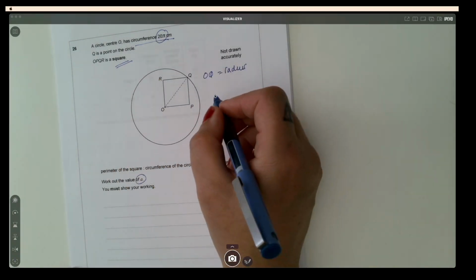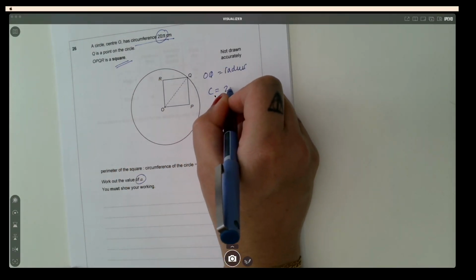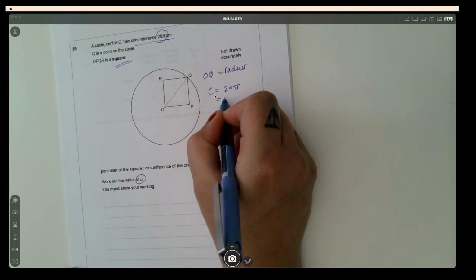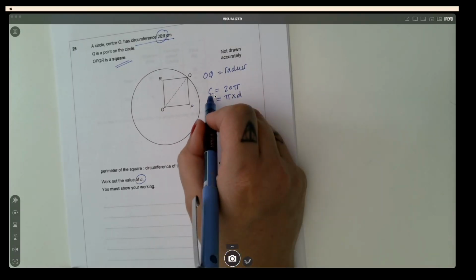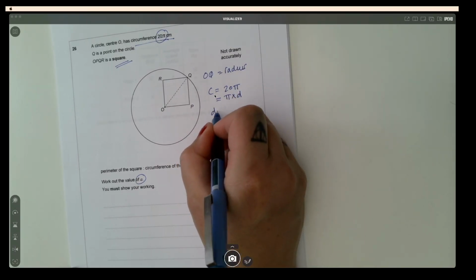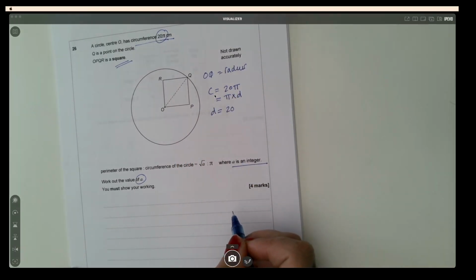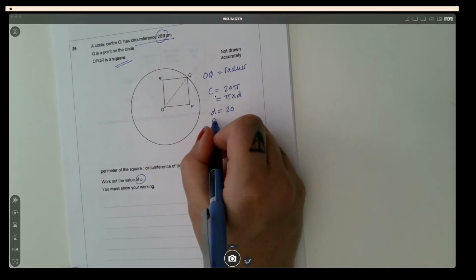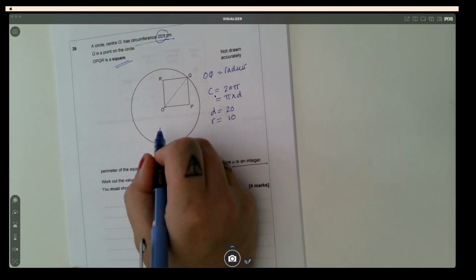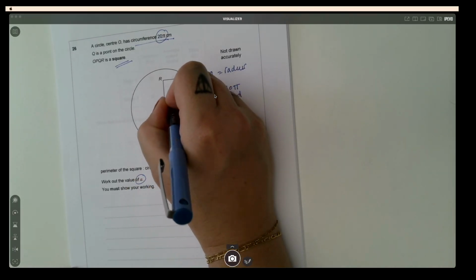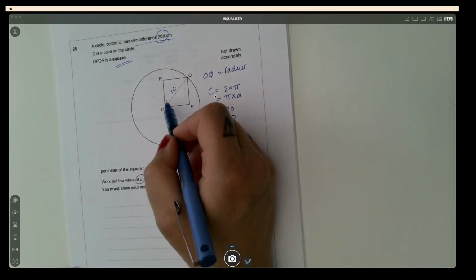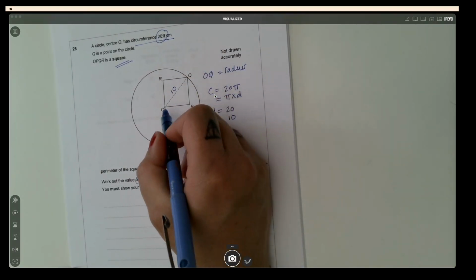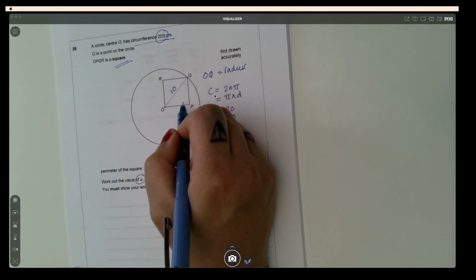Okay, we know that the circumference is 20 pi, and to work out the circumference, we would do pi times the diameter. So if the circumference is 20 pi, then the diameter must be 20. If the diameter is 20, then the radius is half of that, so the radius must be 10. So OQ is 10. Now I can use that information to find out the side length of the square.